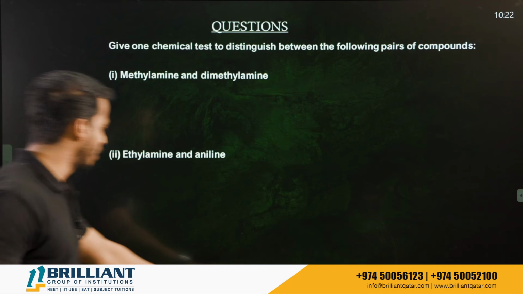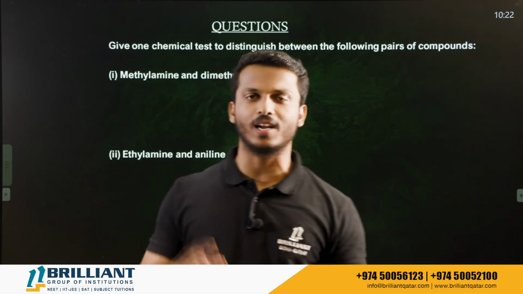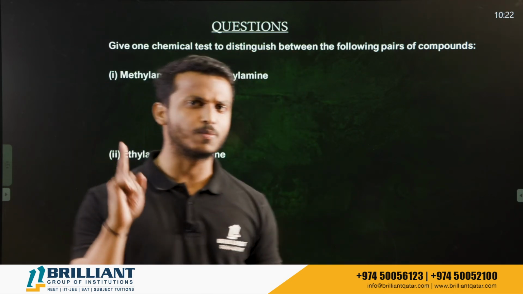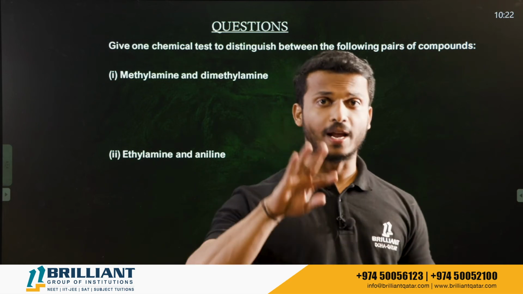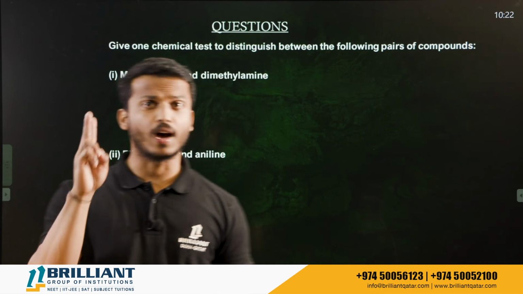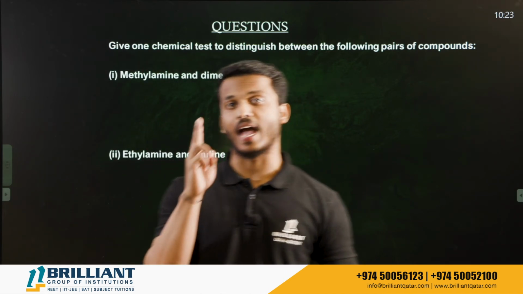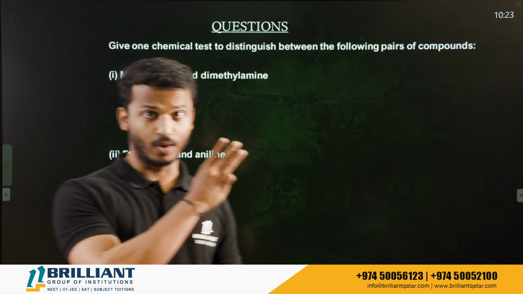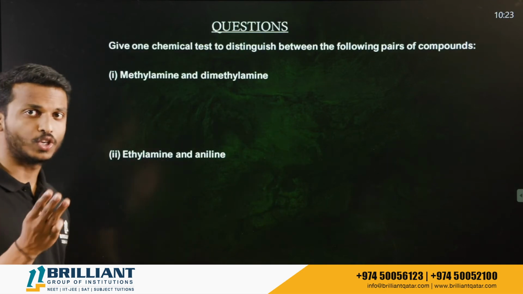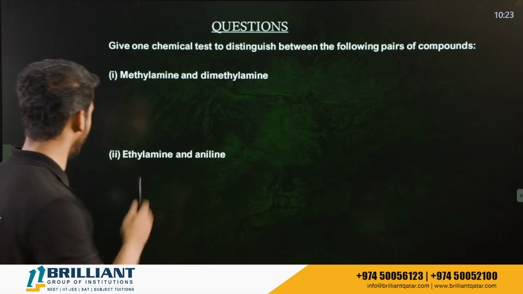Now we can go for the questions as per the theory. So what are the three distinguishing tests we studied in this chapter? One is the Hinsberg test, to distinguish between primary, secondary and tertiary amines. Second, the Carbylamine test, which is given by only primary aliphatic and primary aromatic amines. The third one is the nitrous acid test, to distinguish between aliphatic and aromatic amines. Let's go for question number 1.